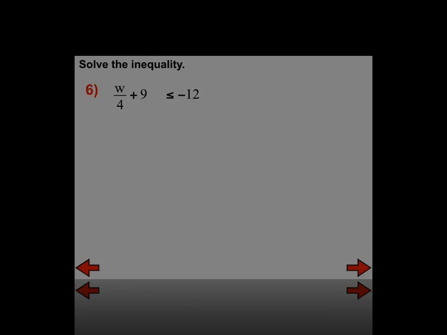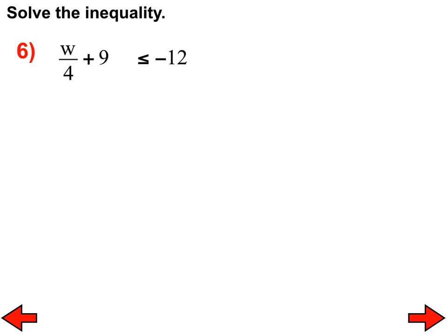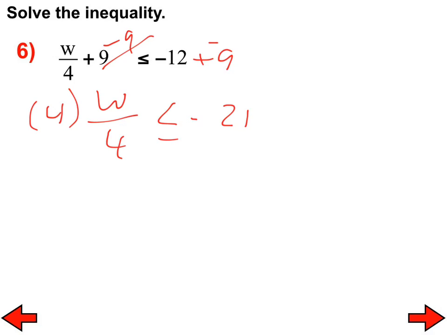All right, there we go. Let me go back here. All right, we need to subtract 9 from both sides. That gives me w over 4 is less than or equal to -21. I multiply both sides by 4.